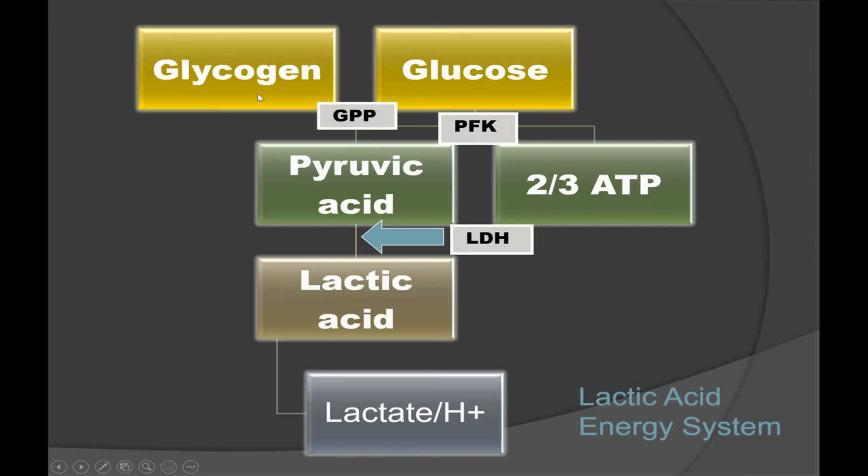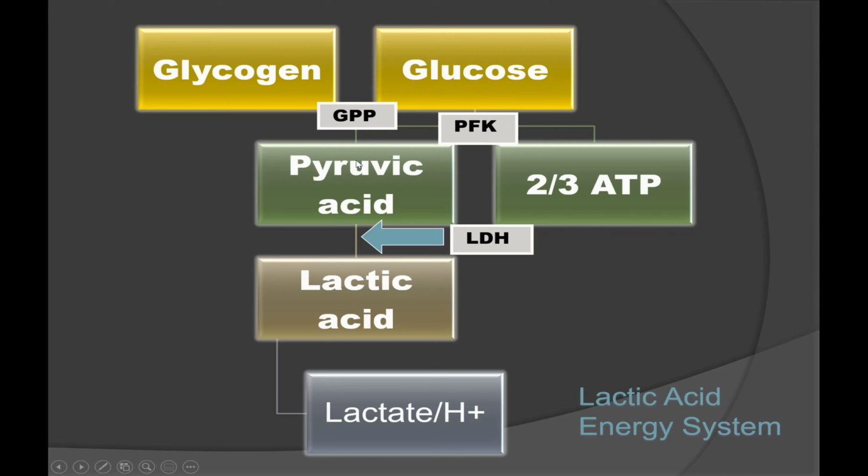So the breakdown of glycogen, which by the way is referred to as glycogenolysis, or the breakdown of glucose, which we've already identified as glycolysis, without the presence of oxygen produces pyruvic acid. It's important as well to know that when we are breaking down glycogen and glucose, this is taking place in the sarcoplasm or the cytoplasm, and therefore, as we've already identified, this is where anaerobic respiration is taking place.